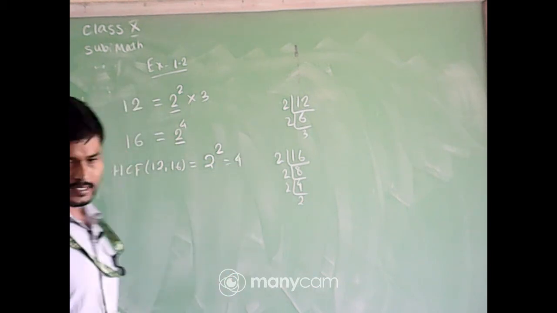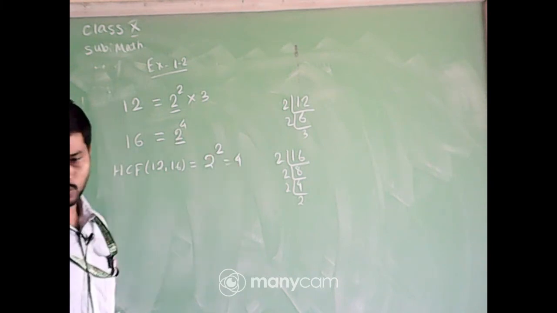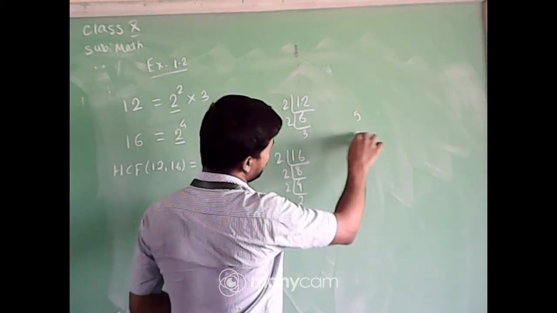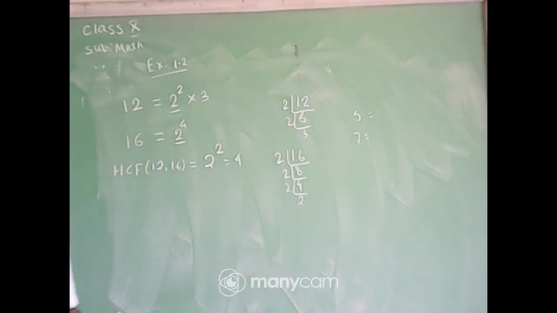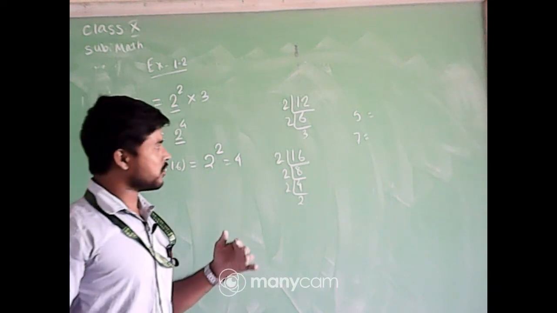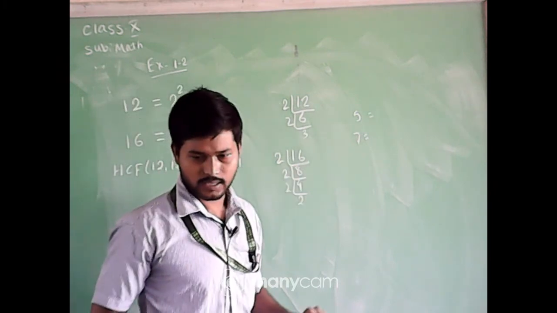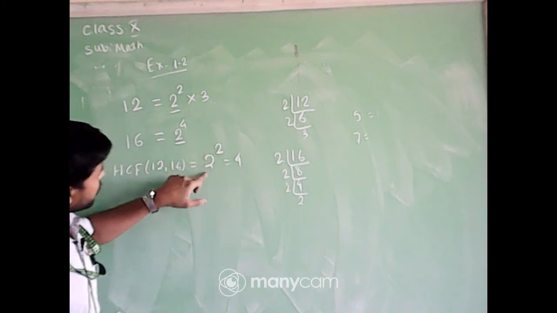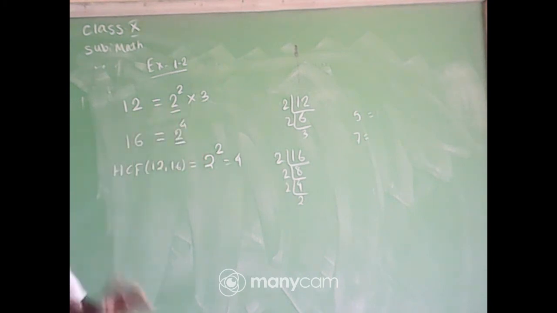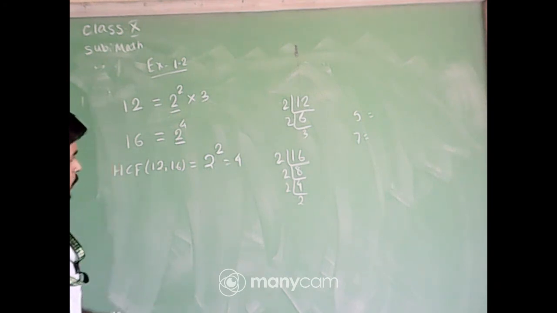Now in any case, if there is no common factor between two numbers, in that case the HCF will be equal to 1. For example, if I take two numbers 5 and 7, you can see that 5 and 7 both are prime numbers. Prime number means the number having no factor other than 1 and itself. So in that case HCF will be 1, and if they have any common factor, the minimum power of the common factor will be the HCF. Okay, now have you understood the HCF? How to find the HCF between the numbers?